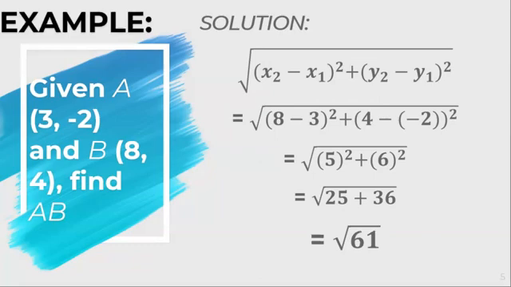So the distance between point A and point B is square root of 61.